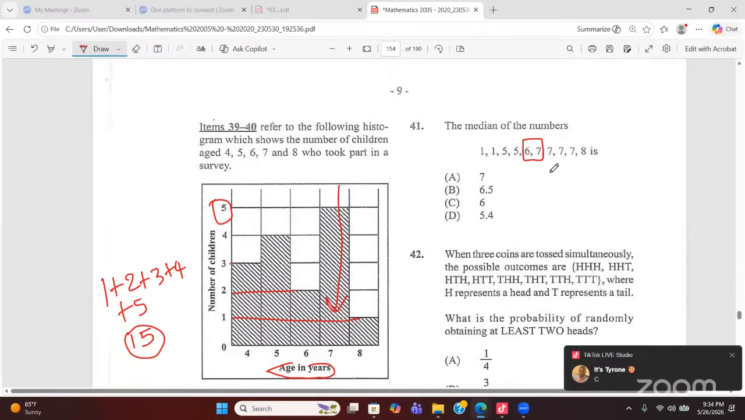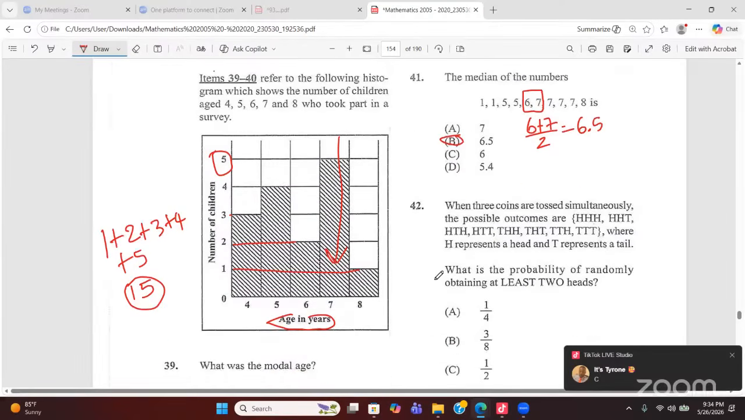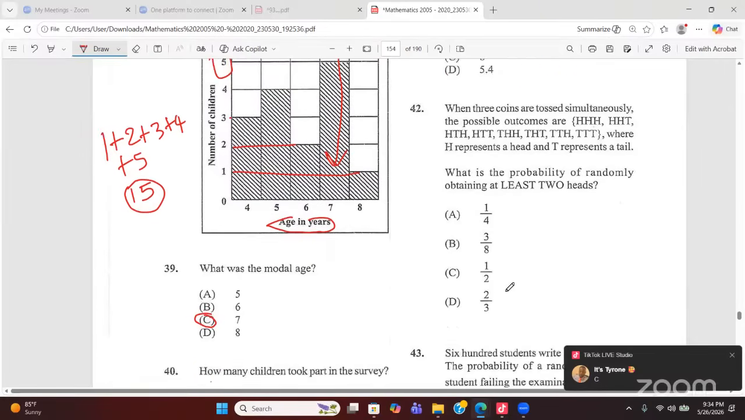So we're going to add our 6 plus 7, divided by 2, and it's going to give you 6.5. There it is. All right, everybody good? 6.5. All right.